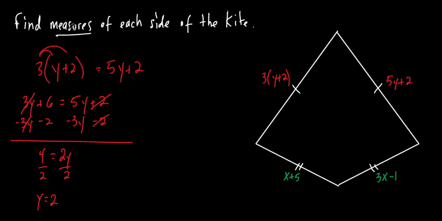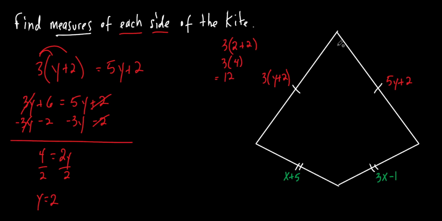No, because what do they ask for? The measures of each side. So I can plug that y in for this, or I can plug the y in for this. It does not matter. Let's do it to both of them just to see if it actually does work, okay? Put a 2 in for this y right here. So what do I got? I got 3 times what? 2 plus 2. 3 times 4, which is 12.